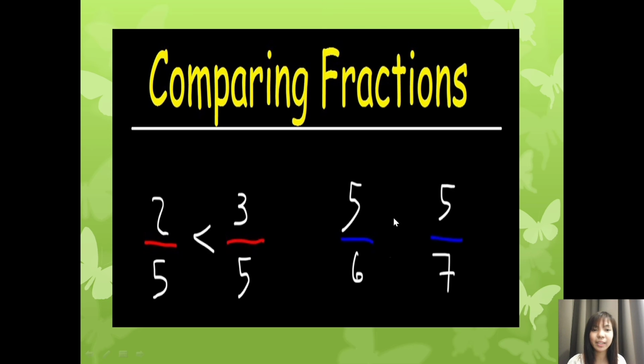Next here. It's the opposite. This time, the numerators are the same, 5 and 5, but the denominators are not the same. So again, if the fractions both have the same numerator, look at the denominator. The smaller the number, the greater the value. Understand? So 5/6 is greater than 5/7. Just replay this video if you need to practice more or review the lesson. I hope you understand this topic, all right? It's very important.